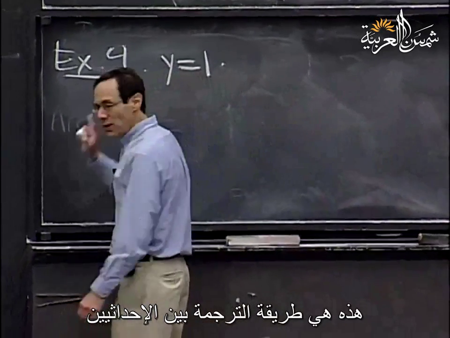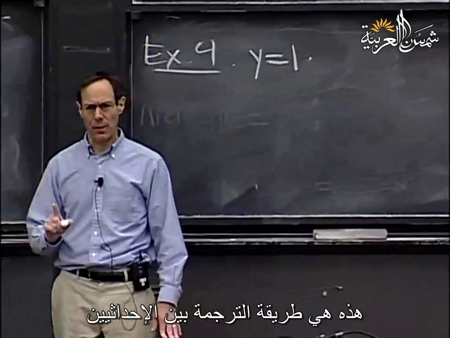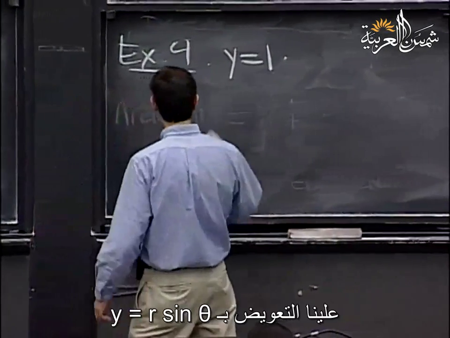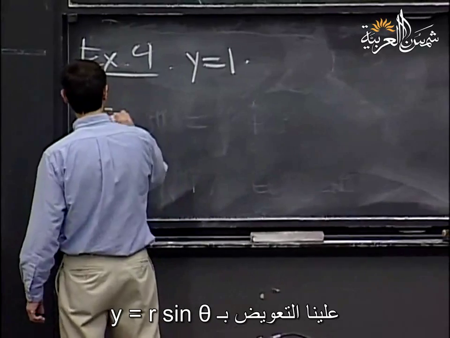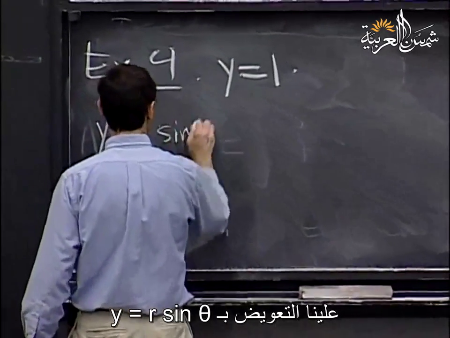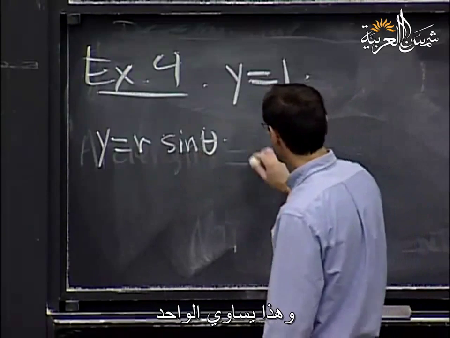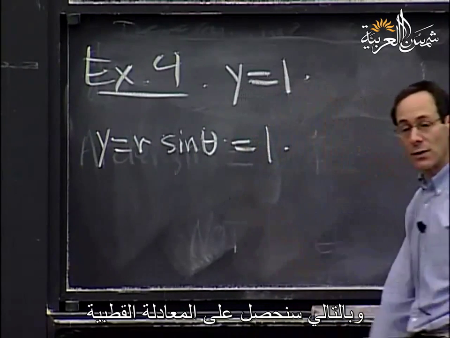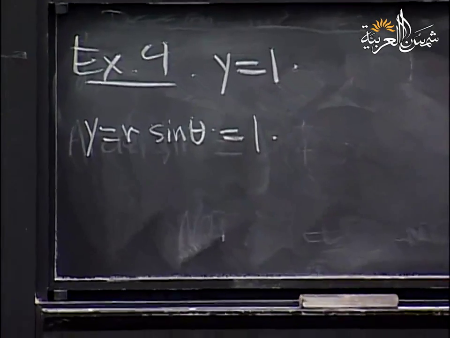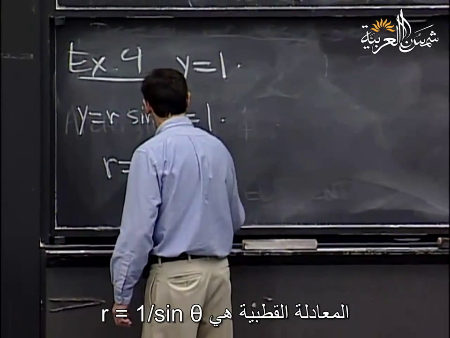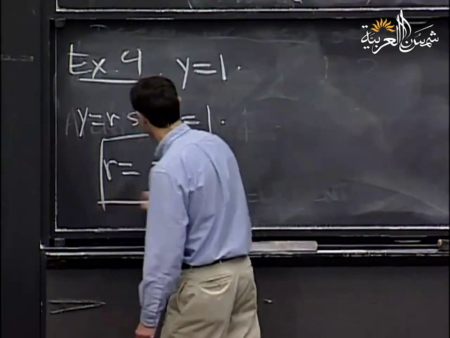If you do, here's how you make the translation. Now, this translation is not so terrible. What you do is you plug in y equals r sine theta. That's all you have to do. And so that's going to be equal to 1, and that's going to give us our polar equation. The polar equation is r equals 1 over sine theta. There it is.